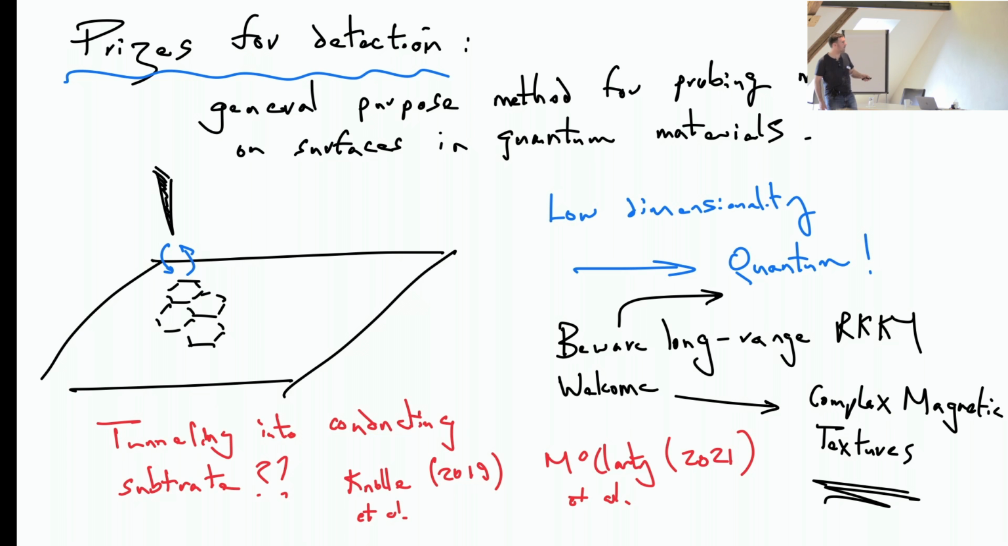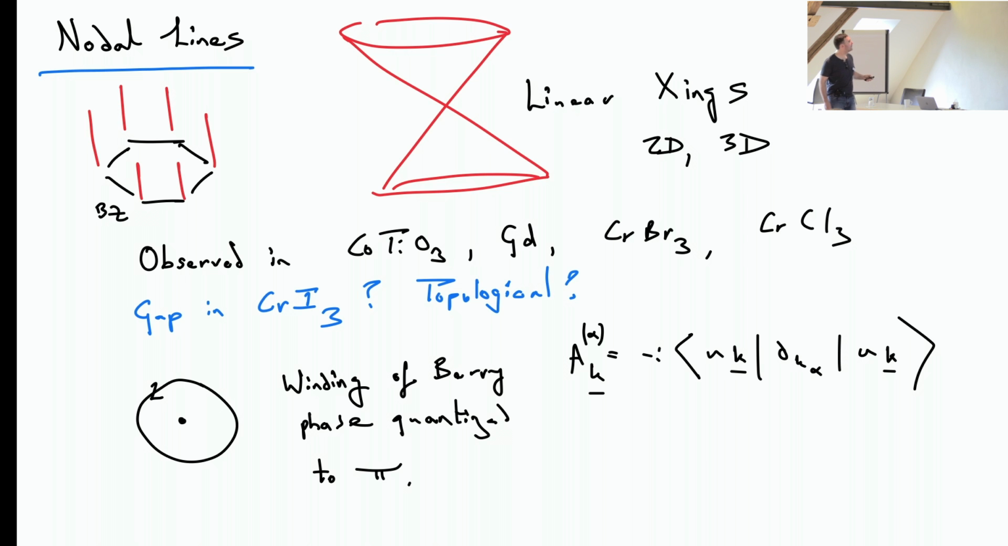There are some ideas for how one might do this, including, say, tunneling directly through the magnetic layer into the conducting substrate and using inelastic magnetic scattering. So I just told you about gap topology, and I told you seeing gap topology is hard. There's an easier kind of topology to see, which is just where you have nodal lines or points in the bulk of the Brillouin zone.